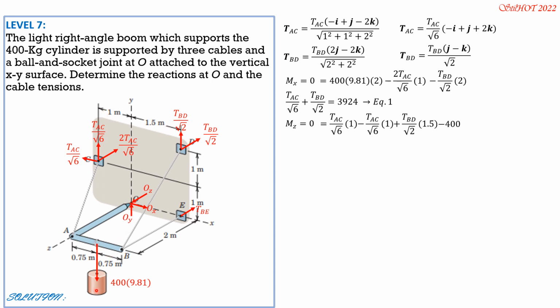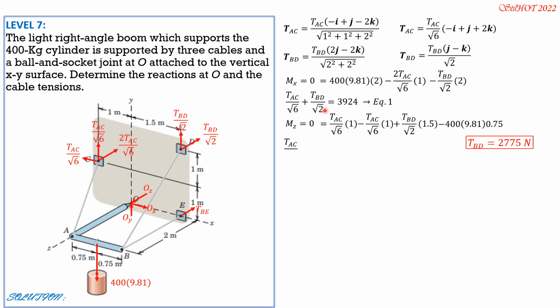Then minus 400 times 9.81 times 0.75. So we can cancel these first two terms. They're equal, so they can be cancelled. Then we can compute tension BD. Tension BD is 400 times 9.81 times 0.75 times square root of 2 divided by 1.5. And it is equal to 2775 newtons.